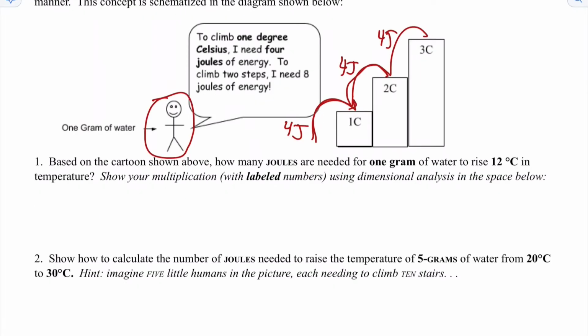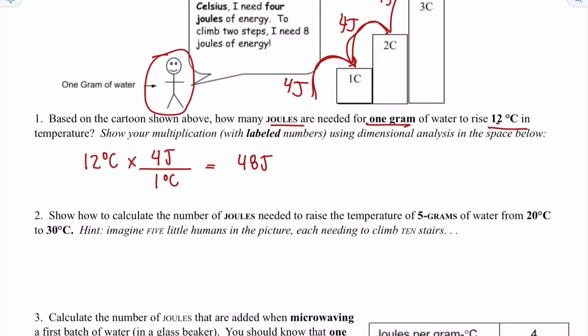You can set these problems up with dimensional analysis. The question reads, based on the cartoon shown above, how many joules are needed for 1 gram of water to rise 12 degrees in temperature? So we have 12 degrees Celsius times 4 joules per 1 degree Celsius. And if you do that math, you'll get 48 joules. So this is for 1 gram of water.